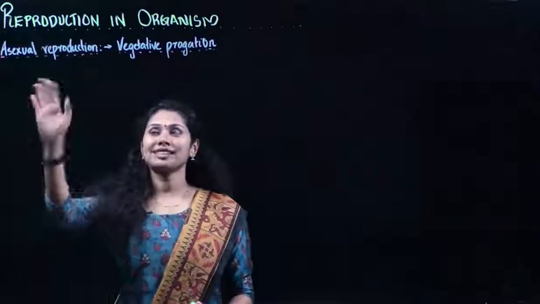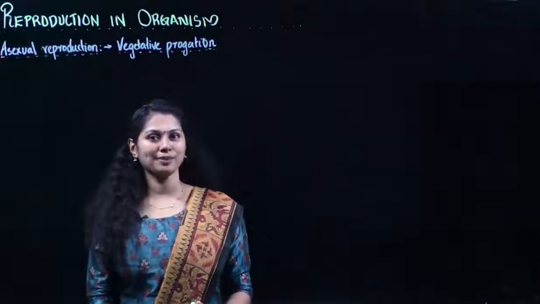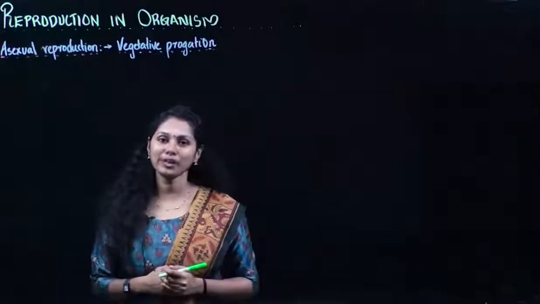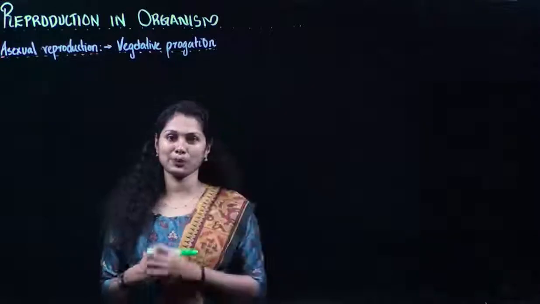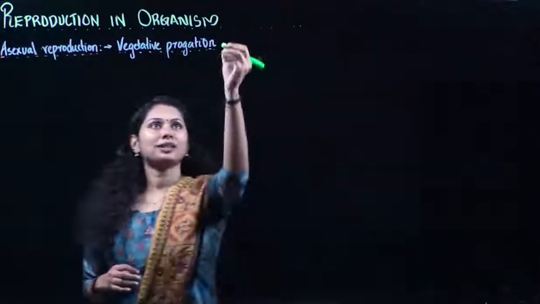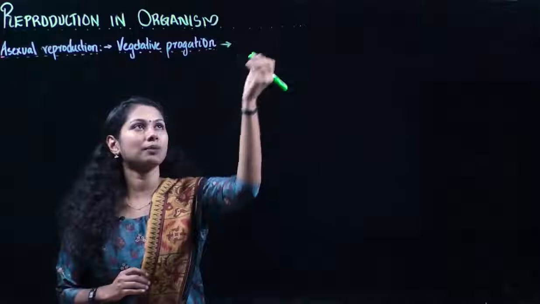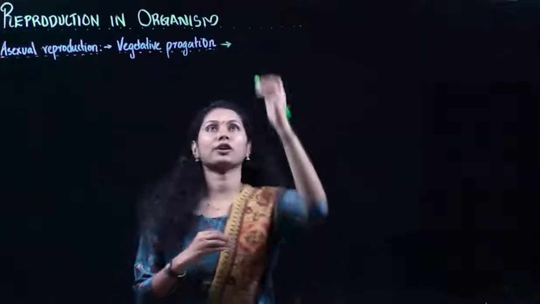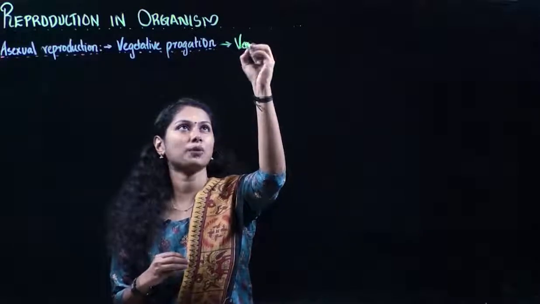So we have seen asexual reproduction in organisms. Now let's look at asexual reproduction in plants. Asexual reproduction in plants is called vegetative propagation, and the plant part which we use for asexual reproduction is called a vegetative propagule.